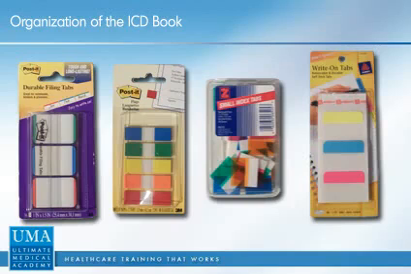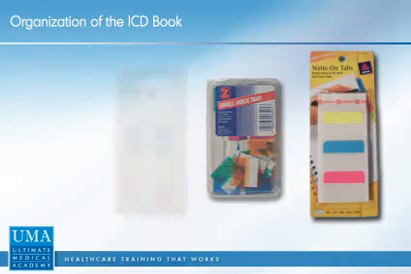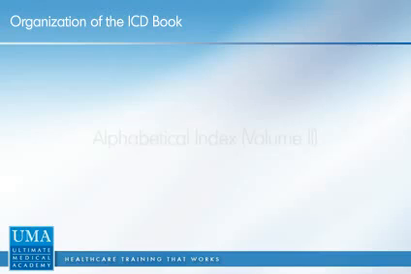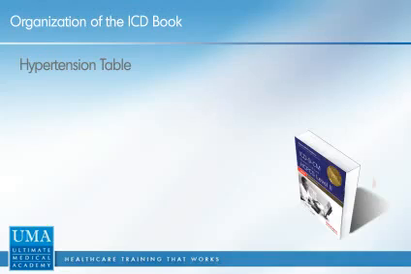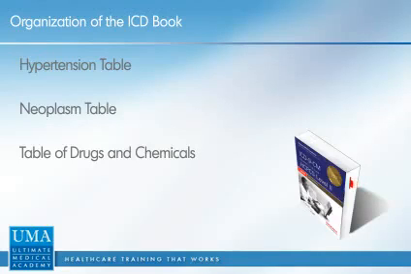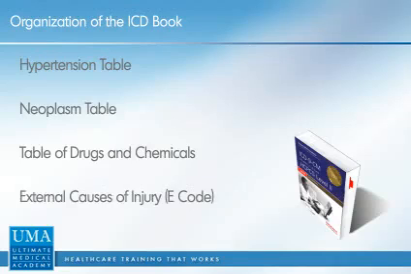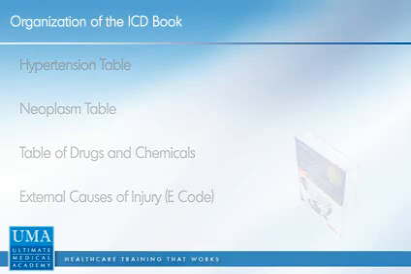Now let's place some additional tabs in the Alphabetical Index, Volume 2, to mark important sections located in this area. The section is important because to properly look up an illness or injury, you must begin by using the Alphabetical Index. We will mark the following: Hypertension Table, Neoplasm Table, Table of Drugs and Chemicals. The last area to mark in this section is a separate index for what is called the external causes of injury. These are special codes for accidents, injuries, and poisoning. Each code is alphanumeric and begins with the letter E.